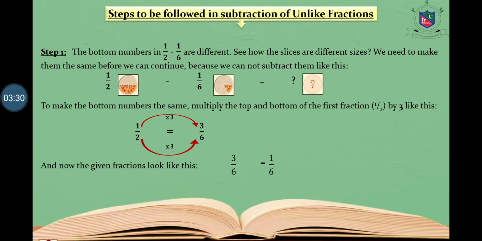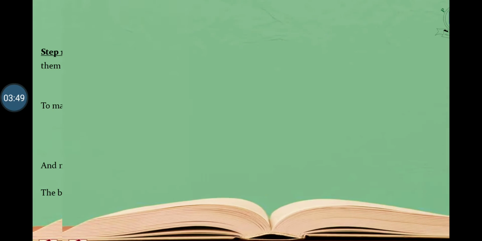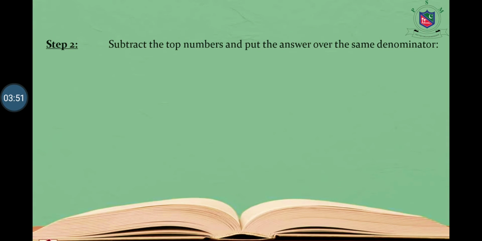And now the given fraction will look like this: 3 upon 6 minus 1 upon 6. And you can see that now the denominators are the same. We need to make the denominator the same before going to the second step.